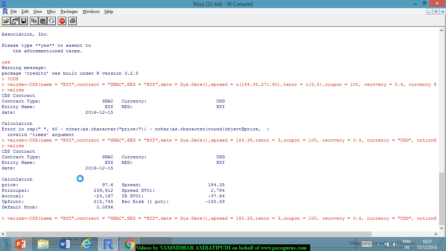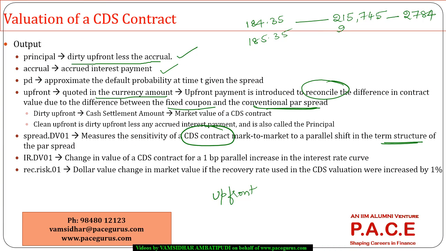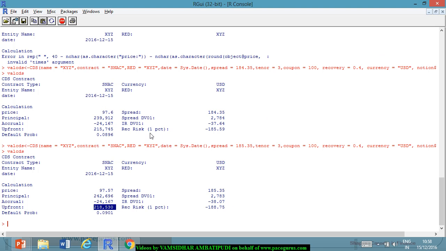Instead of the spread being 184.35, I am taking 1 unit more, 185.35, and based on that, if I look at the value of the CDS, it has worked out to 218,530. If you look at it, the difference is approximately 2784. If you say 215,745 plus 2784, the number should be more or less matching. You see, 218,529, rounding up, 218,530 should come up. So that is what it means.